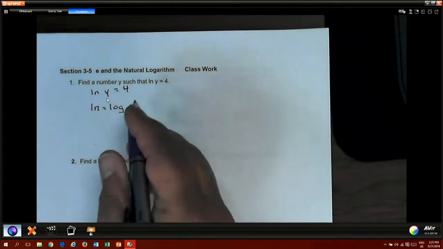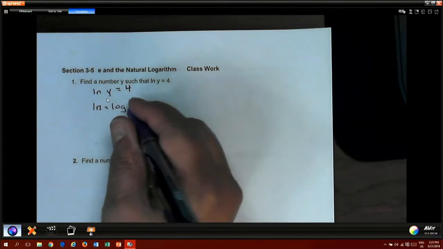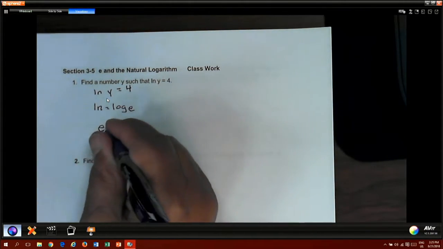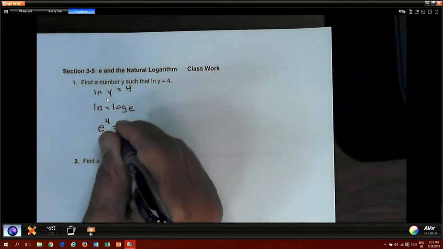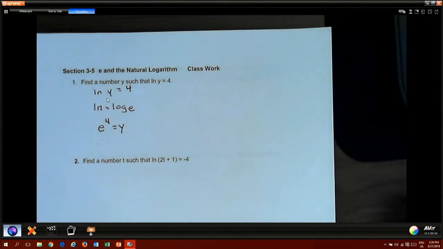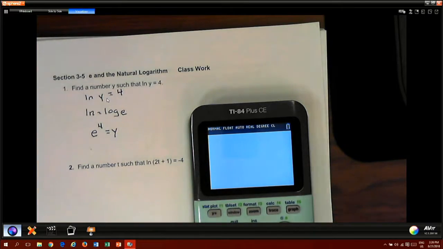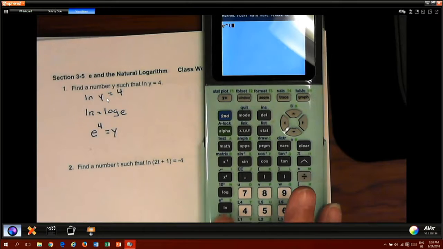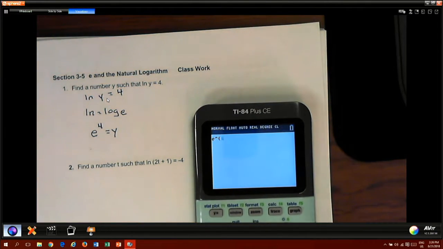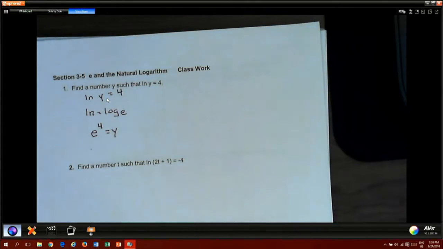So in order to do this, when we change it to exponential form, we will have it as e to the 4th equals y. And to find e on your calculator, it's second ln. ln is down here below the log. So we'll do second ln of 4, which gives us 54.5982.